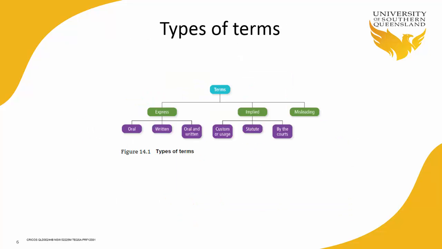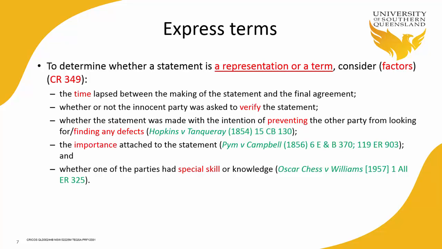Alright, these are the types of terms that we have on page 348. It talks about 3 different types of terms. So we have express terms, so you have oral, written, oral and written, and you could have implied, where you have custom or usage, or statute, or by the courts, and of course have the misleading type of terms that we'll also look at in some detail. Let's then start on express terms.